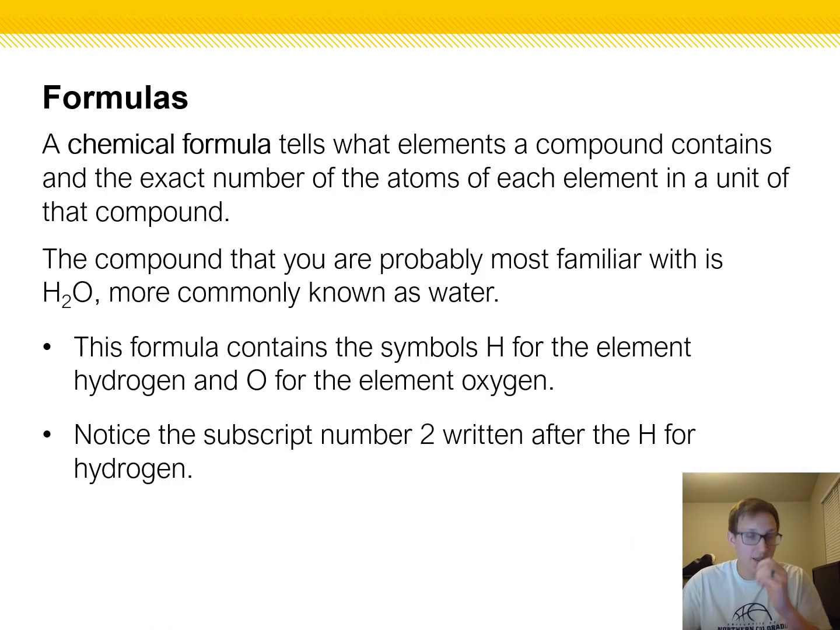Okay, formulas, like I said, a chemical formula tells what elements a compound contains and the exact number of the atoms of each element in the unit of the compound. So H2O, for example, tells you that there's 2 hydrogen and 1 oxygen in a molecule of water.